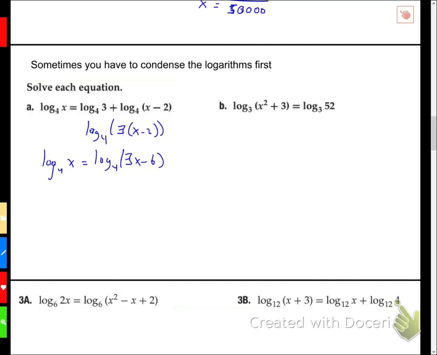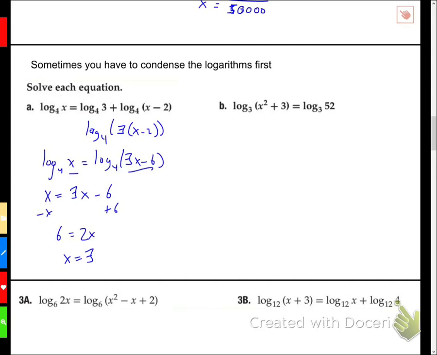Okay, well, exponential functions had a one-to-one property. Their inverses are logarithms, so that means logarithms have a one-to-one property. The insides are equal if we say the outsides are equal. All right, so x equals 3x minus 6. We'll subtract x and we'll add 6. All right, so this gives us 6 equals 2x, so x equals 3.